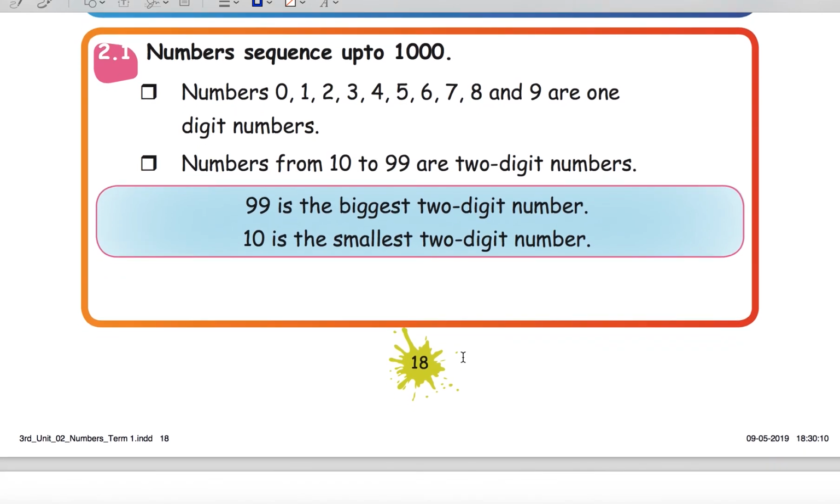Numbers sequence up to 1000. Numbers 0 to 9 are one digit numbers, that we know. Numbers 10 to 99 are two digit numbers, that also we know. 99 is the biggest two digit number, that everybody knows. 10 is the smallest two digit number, that we all know, right?